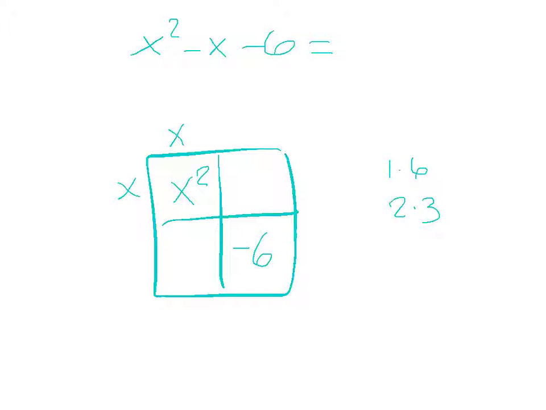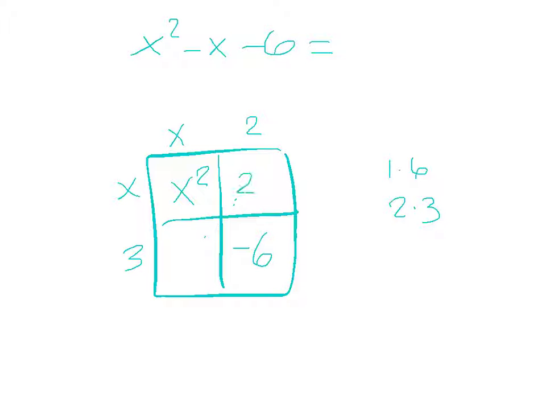Now I'm trying to get a negative x in the middle. I want these two to add up to give me a negative x. 1 and 6 can't give me negative x. They would give me either 7 if I add them together or 5 if I subtract them. But 2 and 3 I can get negative x. So I'm going to put 2 right here and 3 right here.